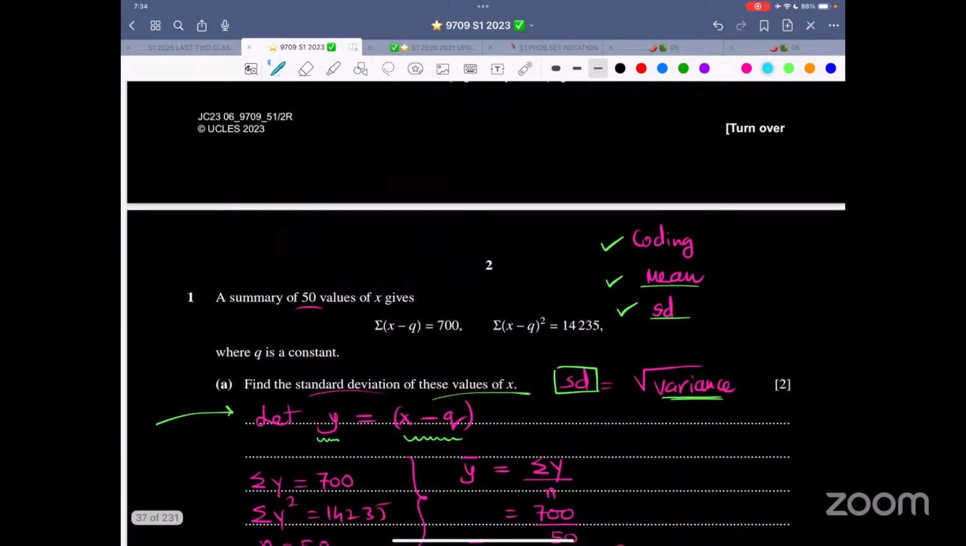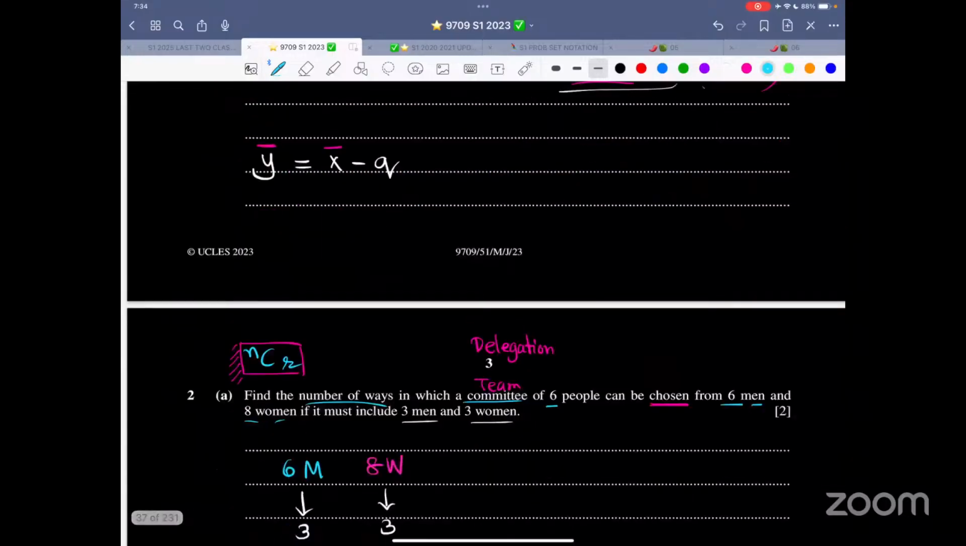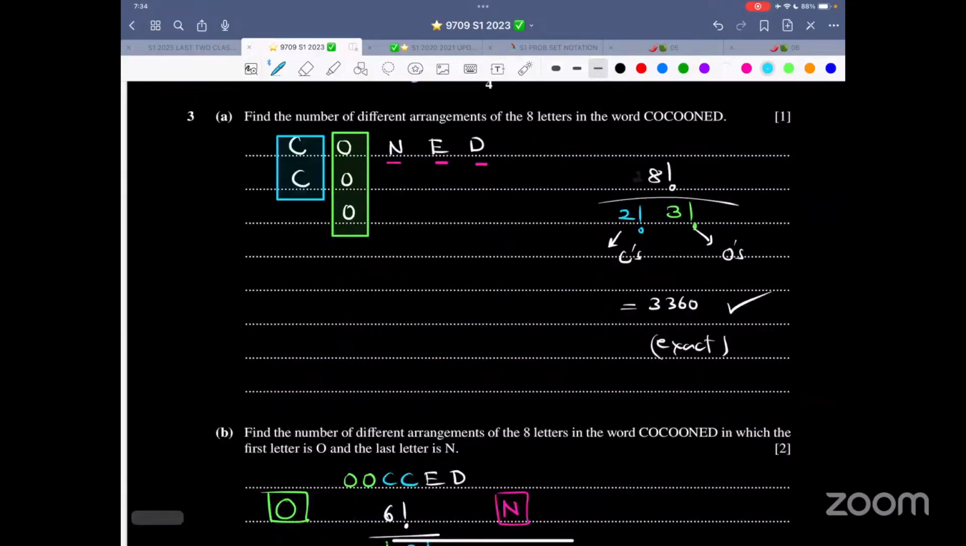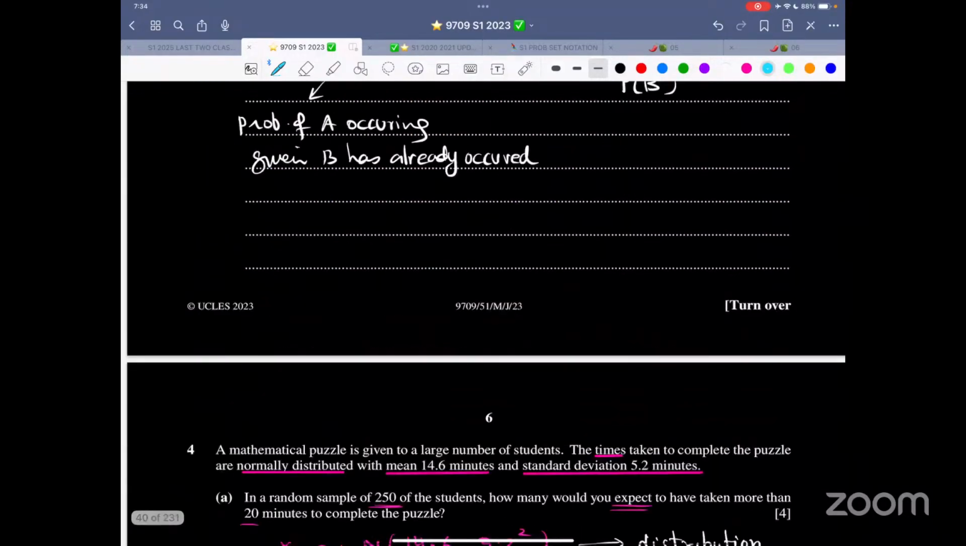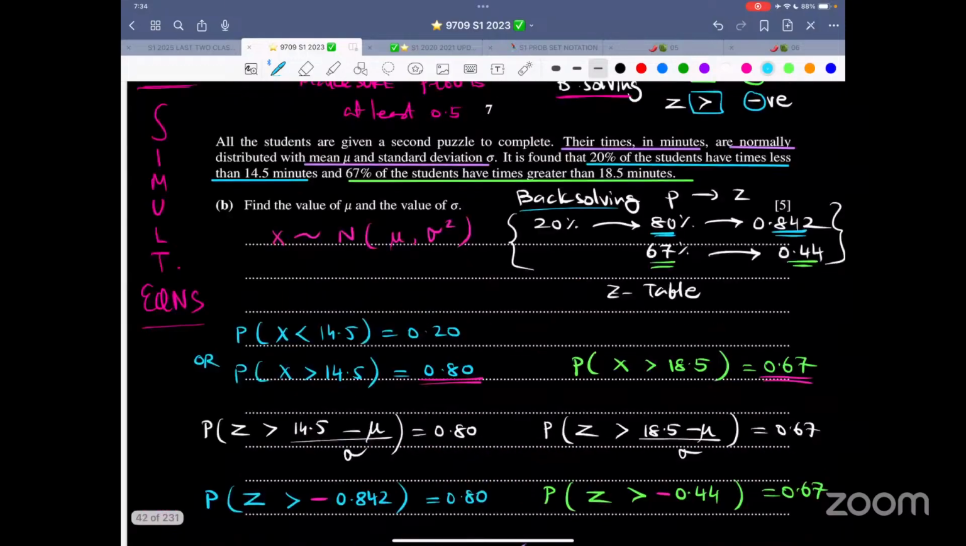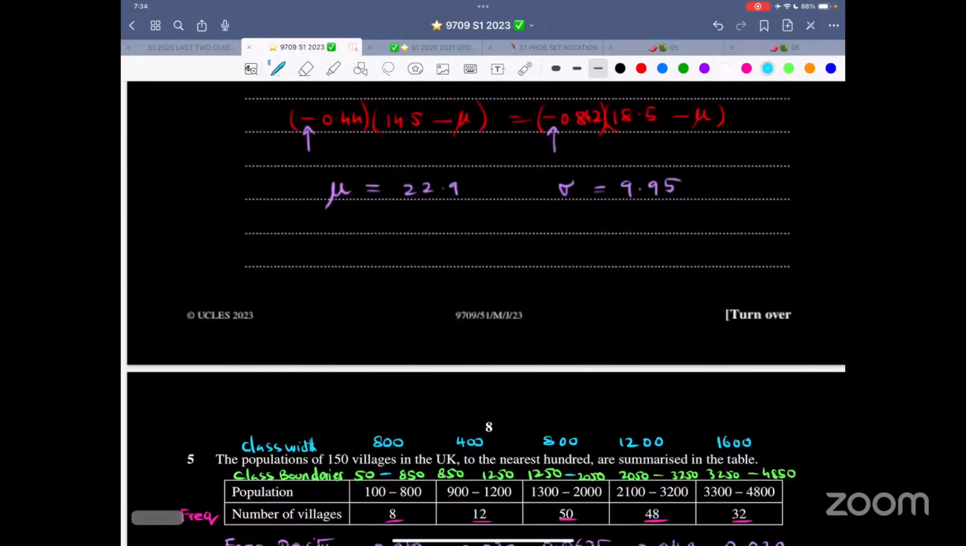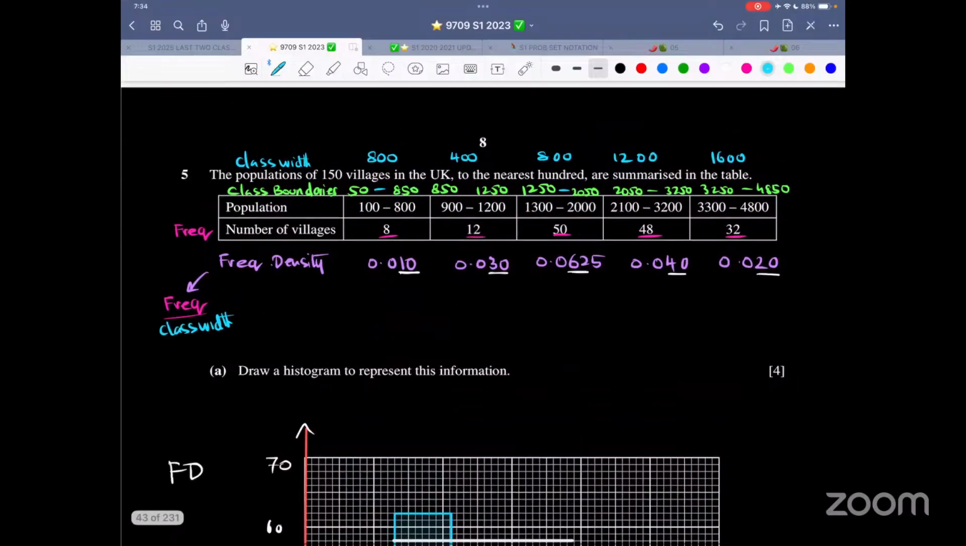Question number 1 was discussed yesterday. Question numbers 2, 3, and 4, the first 4 questions were discussed yesterday. Now let's focus on question number 5. That is about histogram. It says the population of 150 villages in the UK to the nearest 100 are summarized in the table. This is population. This is class interval.